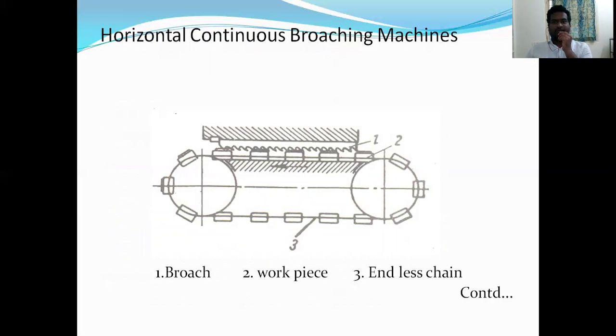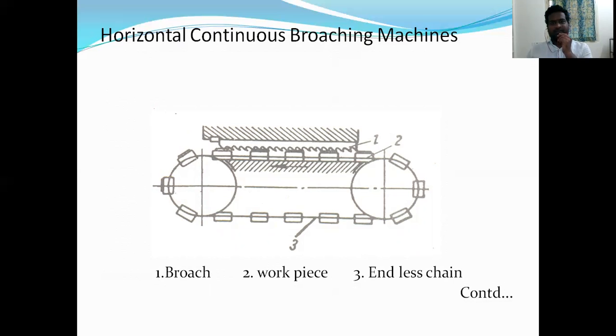In the diagram, we have observed the circular motion of the horizontal continuous broaching machine. In the horizontal continuous broaching machine, we have two wheels. The workpieces are fixed on the line, so they are rotated continuously, and the cutting tool is fixed in one place. These workpieces are passed through that broach tool.